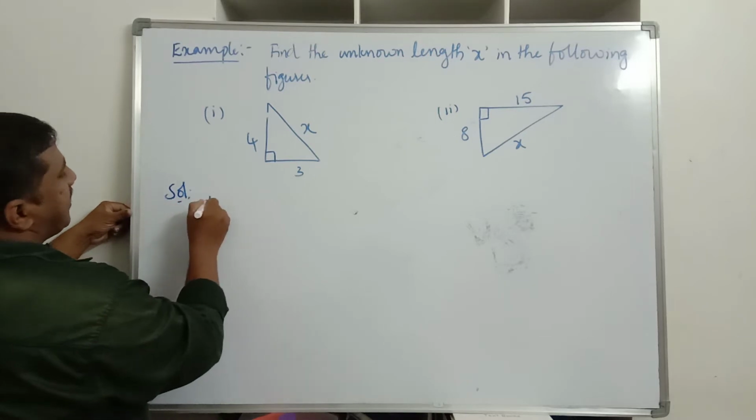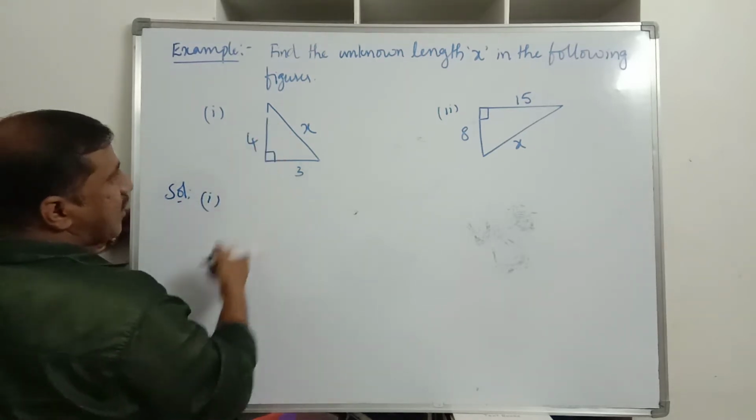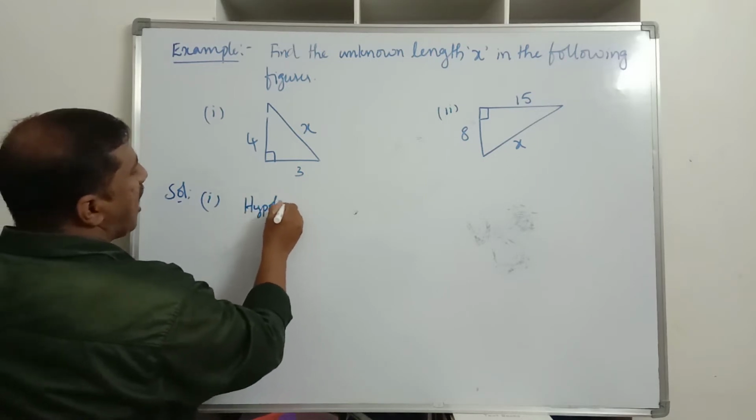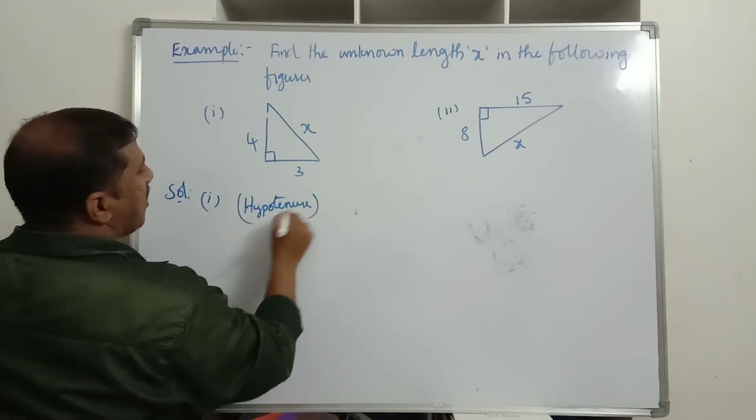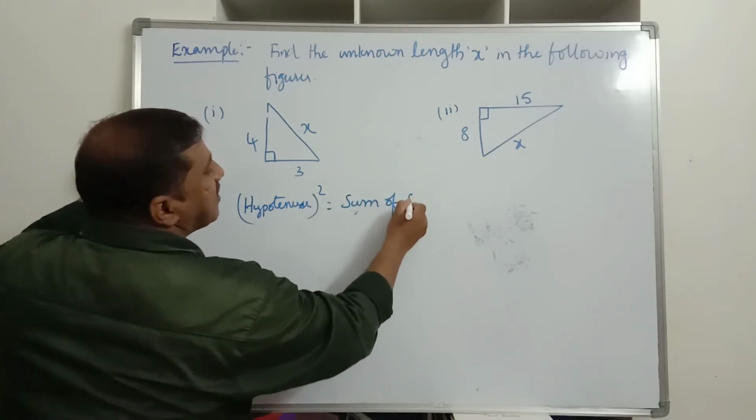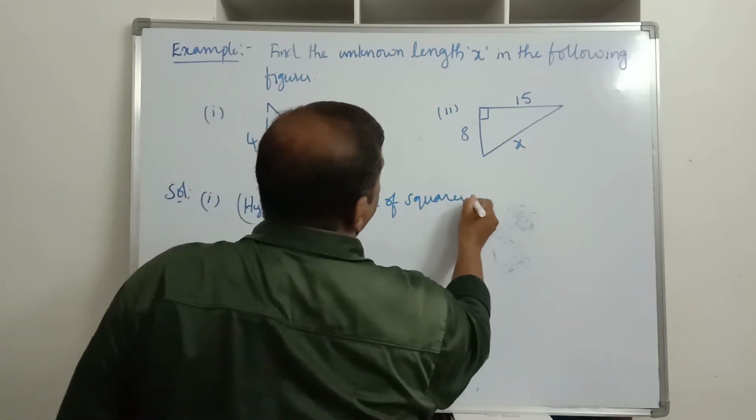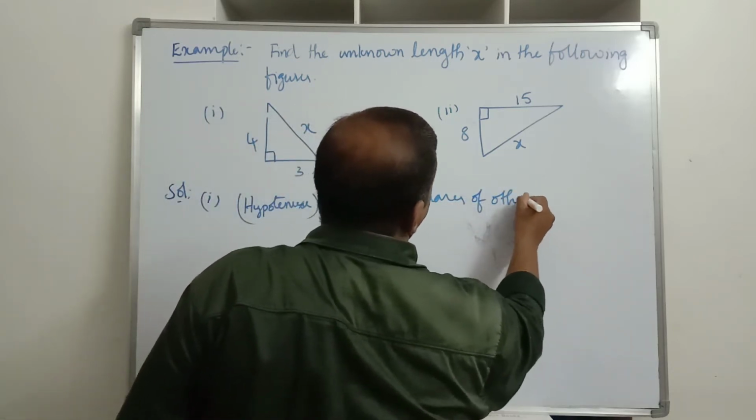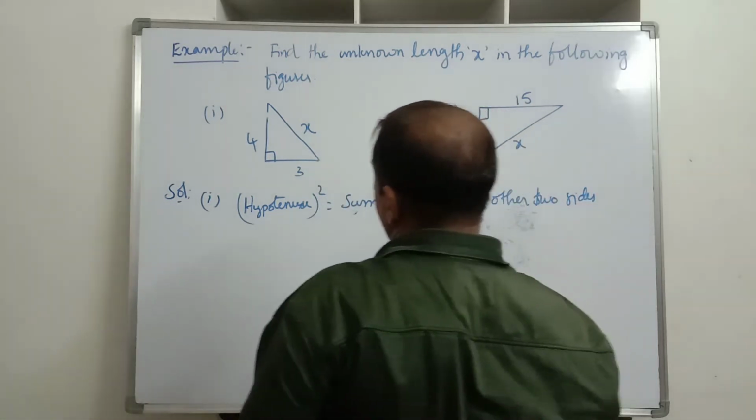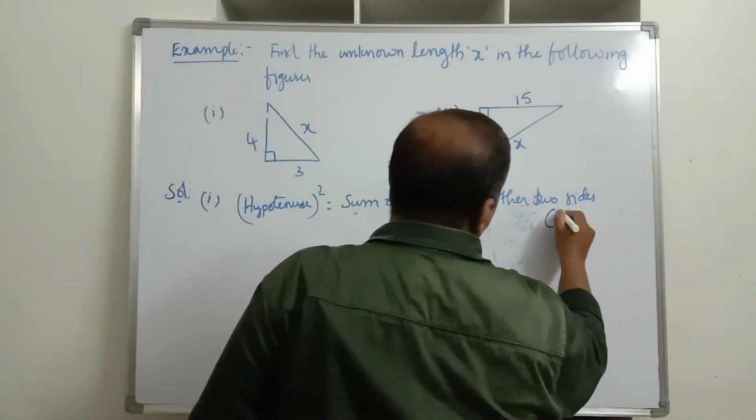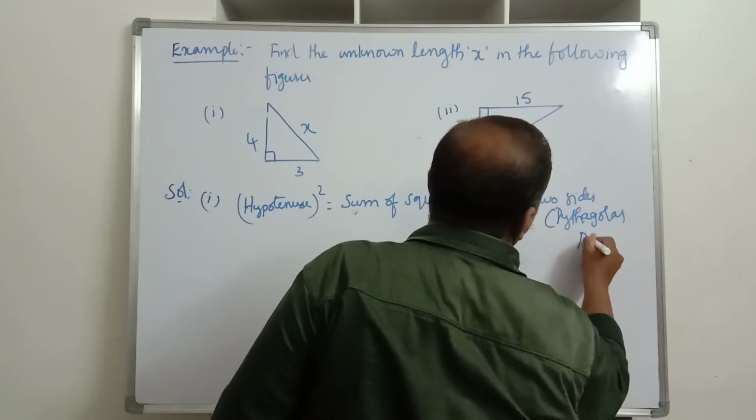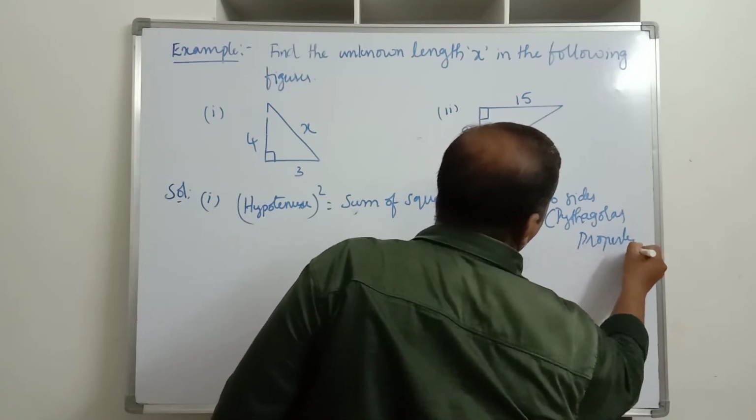So first question is, which is the hypotenuse? By using the Pythagoras theorem, hypotenuse square is equal to the sum of squares of the other two sides. This is Pythagoras property. Using Pythagoras property, we are finding.